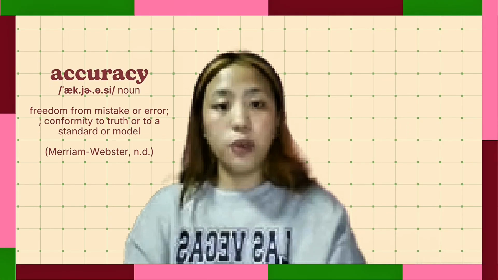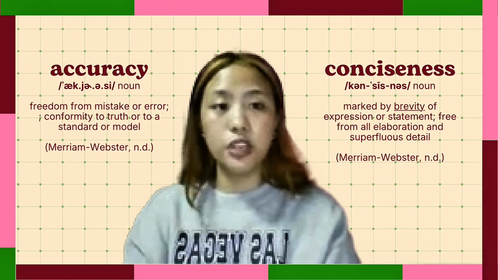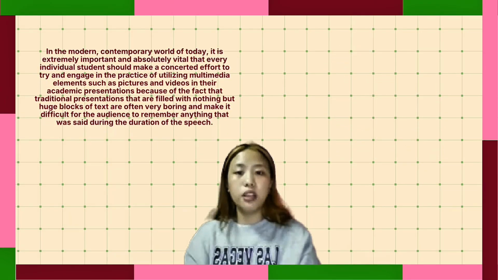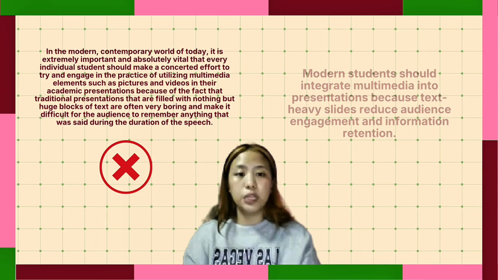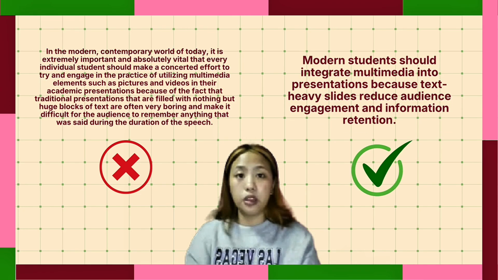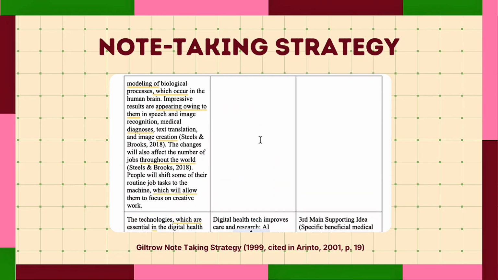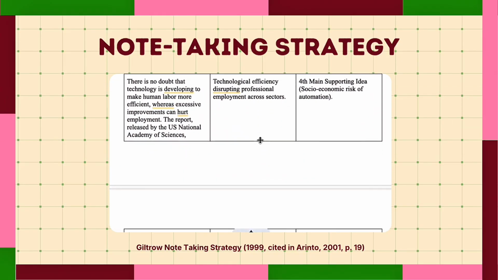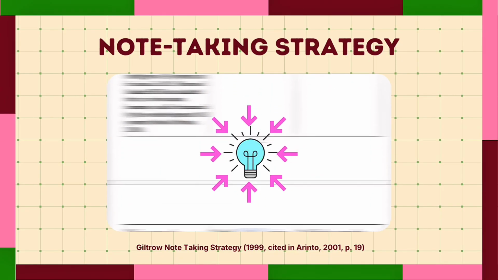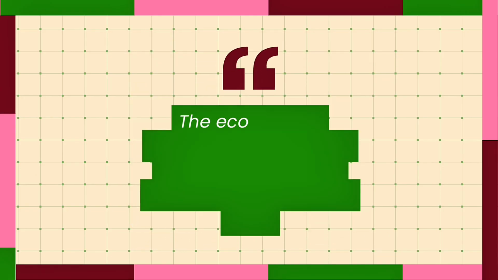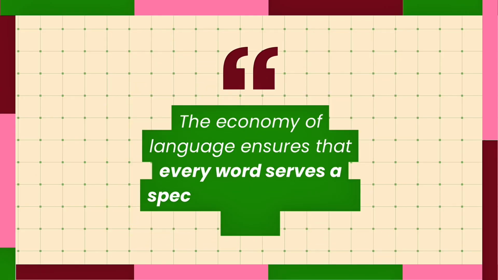Moving forward, we emphasize that clarity comes from accuracy and conciseness. Vague language obscures meaning, whereas precise and clear words sharpen our sentences. Through the note-taking strategy by Gilshow, we can condense complex information from sources into direct, manageable points before writing. The economy of language ensures that every word serves a specific purpose in our work.